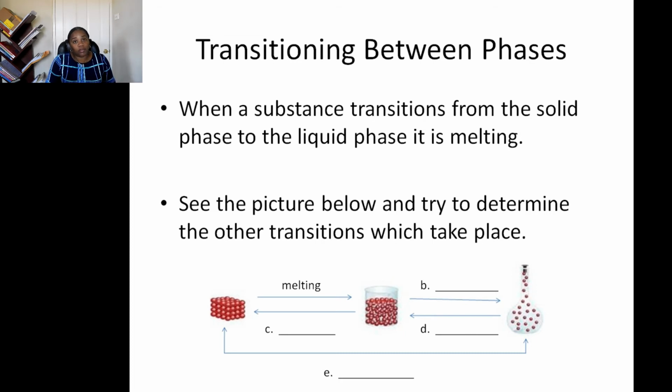For a solid to change into a gas or to transition from a gas to a solid, so interchangeably, if a solid is transitioning into a gas or a gas is transitioning back to a solid without passing through the liquid phase, that is referred to as sublimation, and that is our E.